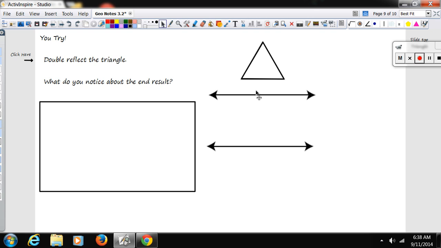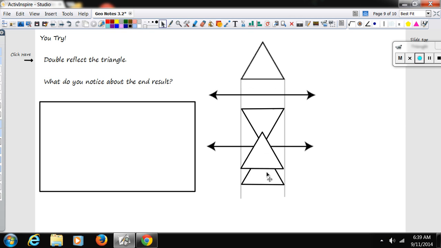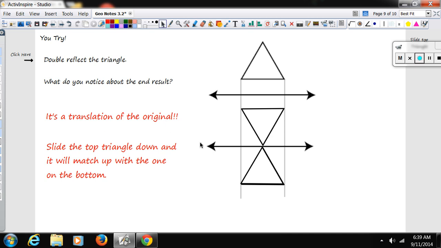If you try it here again, if you flip this one and then flip it again, you'll see that this flipping here, you'll get to this one, and then you flip it again, you get to this one. It's only when you flip it over parallel lines that you can see these two triangles would be a translation, where you just brought it straight down. So when you do this, you notice that it's a translation of the original. Slide the top triangle down and it will match up with the one on the bottom. So that's what you see there. If you flip this one twice, it's going to get right back to where it started. It's just going to be down a little farther.